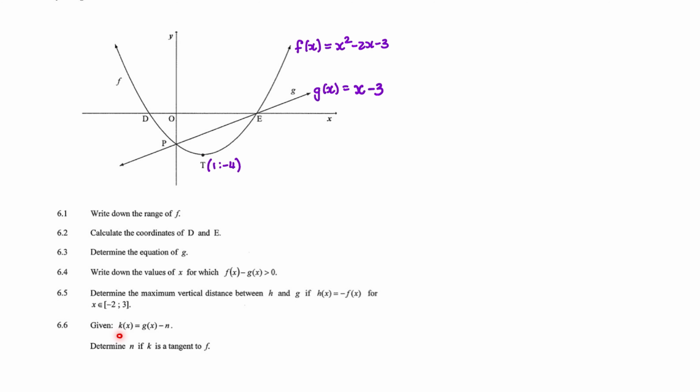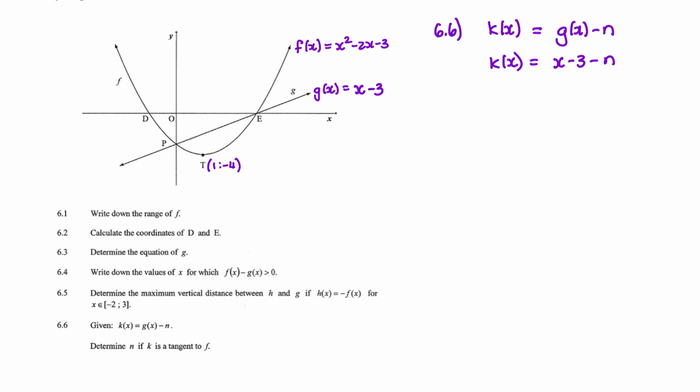Question 6.6. Given that k(x) is equal to g(x) minus n, determine n if k is a tangent to f. So let us start by finding k(x). So we know that k(x) is equal to g(x) minus n, and the equation of g(x) is equal to x minus 3. So therefore, the function of k(x) is equal to x minus 3 minus n.